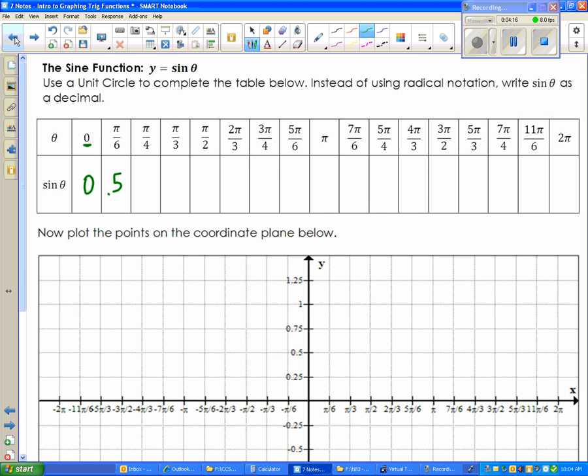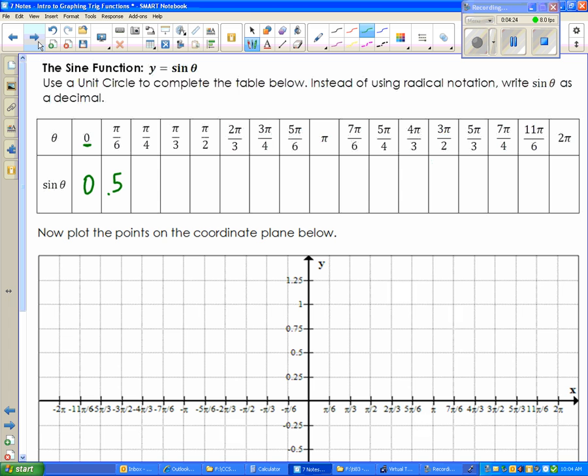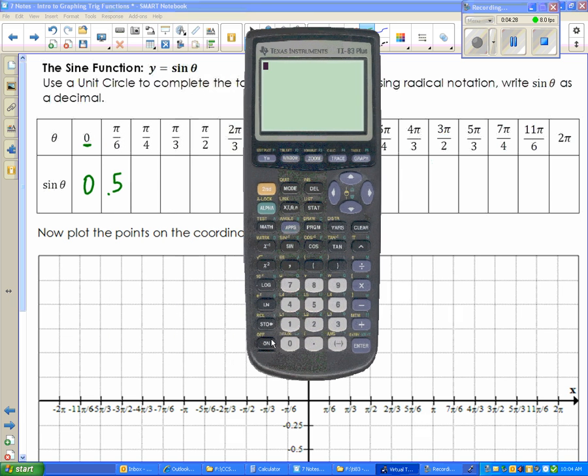When you get to pi over 4, however, with pi over 4, you have the square root of 2 over 2. And so what I'm going to ask you to do is actually evaluate the square root of 2 over 2. And so if we calculate the square root of 2, now be careful, before I divide by 2, I need to close the parentheses and divide by 2. And I find that the square root of 2 over 2 is equivalent to about 0.707.